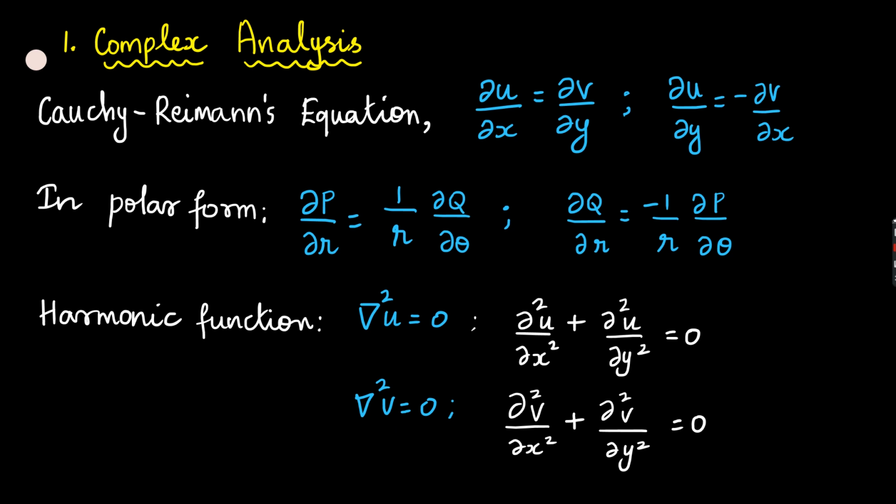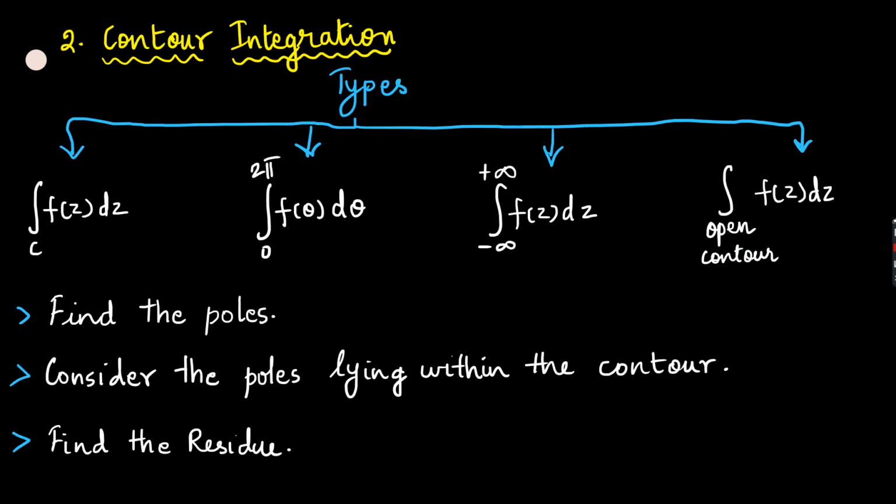Here, instead of z is equal to x plus iy, we will have z is equal to r e power i theta. Also, a real part of an analytic function will satisfy the harmonic condition, which is del square u is equal to 0 and del square v is equal to 0. So if you have a question where a function u is given and you have to find if it is the real part of an analytic function, then if it satisfies the harmonic condition, obviously it is a real part of an analytic function.